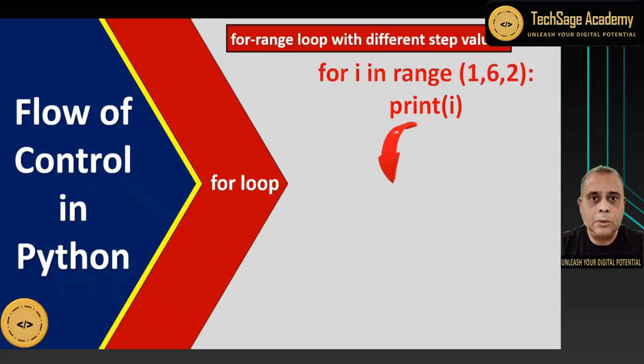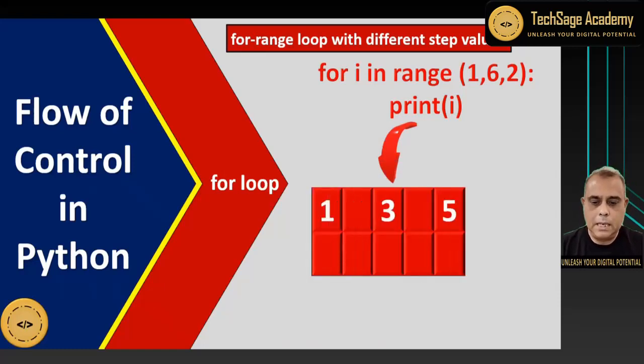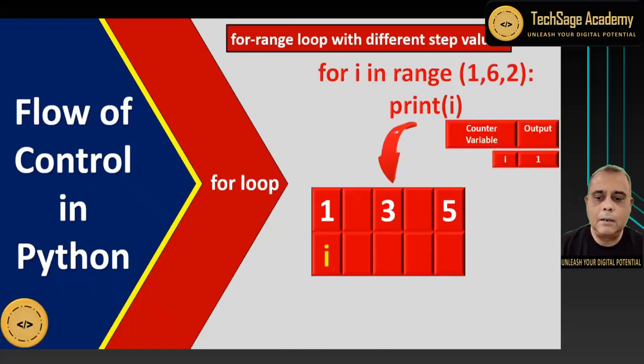When I take step value 2, the counter variable i is initialized at 1 because it starts from 1. And after the initialization, the counter variable i will leave 2 step values. Earlier, it was leaving 1 step value. From 1, it was jumping to 2. From 2, it was jumping to 3. From 3, it was jumping to 4. From 4, it was jumping to 5. But now, when the step value is 2, i will jump to i plus 2, that is 3.